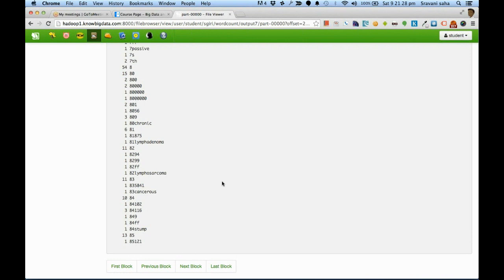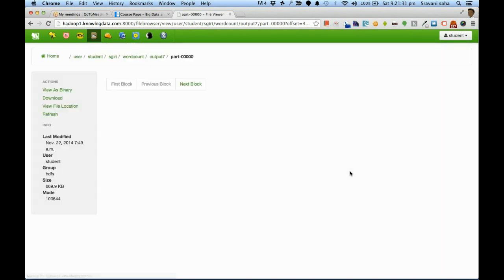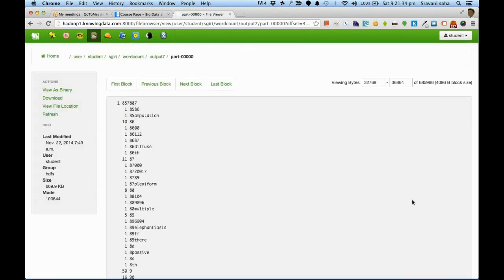Yes, it has been stored in a single file. Why? Because by default, a streaming job creates only one reducer. Had there been multiple reducers, there could have been multiple files created.